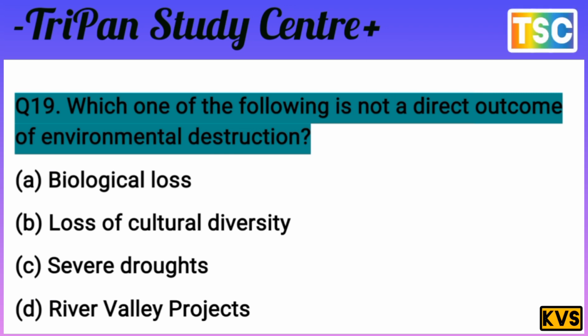The biological loss is a reason for degradation here. And loss of cultural diversity also is. And the river valley project is a degradation here. But reserve draft is not. The answer is C, it is correct here. C, reserve draft, is not a direct outcome of environmental destruction here.